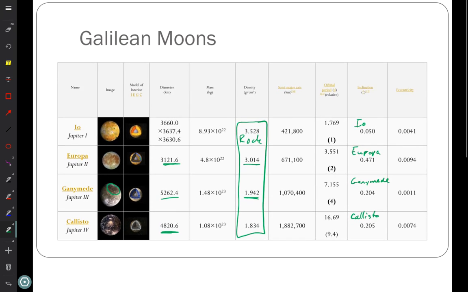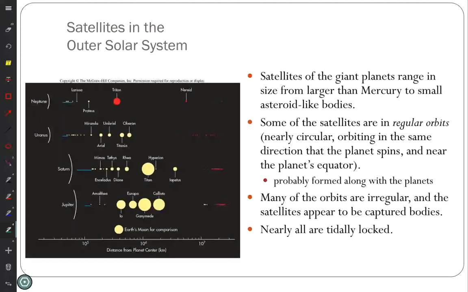Okay, enough of the Galilean moons. I got 10 minutes left.